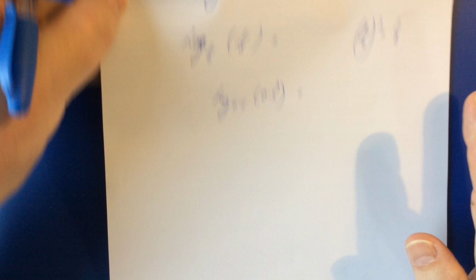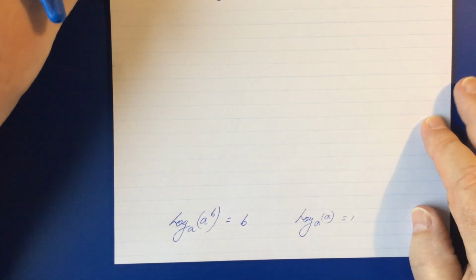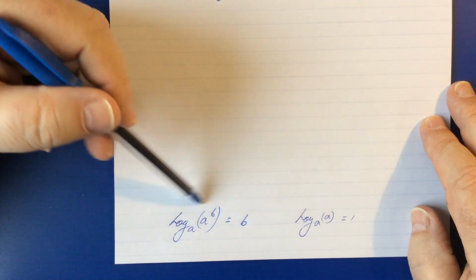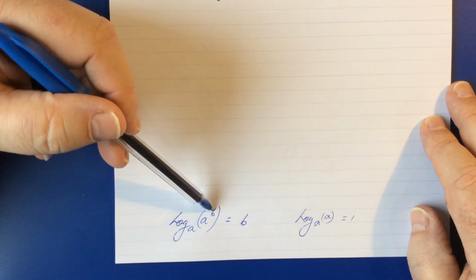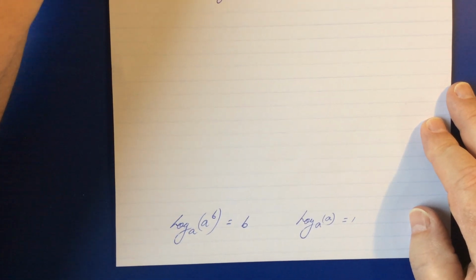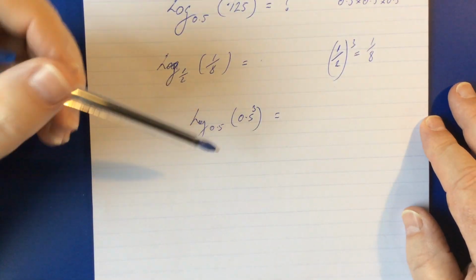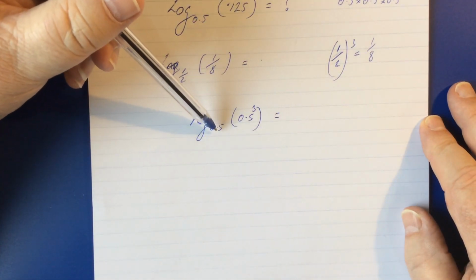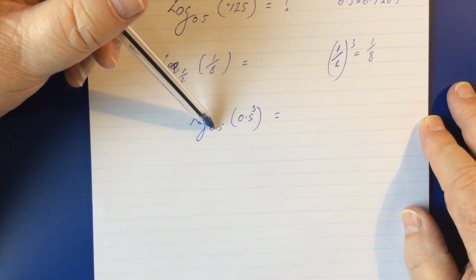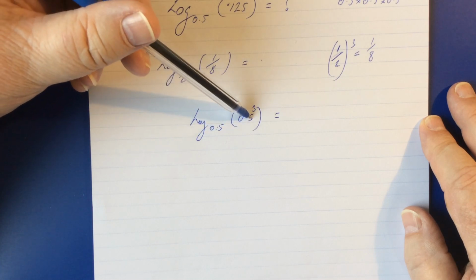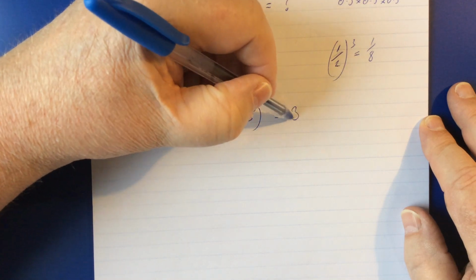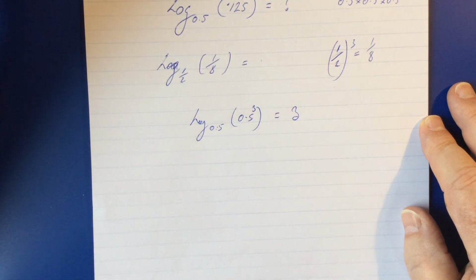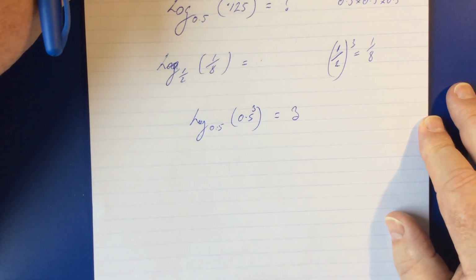Now, down the bottom of the page, I've got a couple of log rules. The first one is this. Log a of a to the power of b is equal to b. Well, that's what we've got here. This base is the same as this number raised to this power. The answer is 3, and that is indeed the answer. Is there another way in which we can go about this?